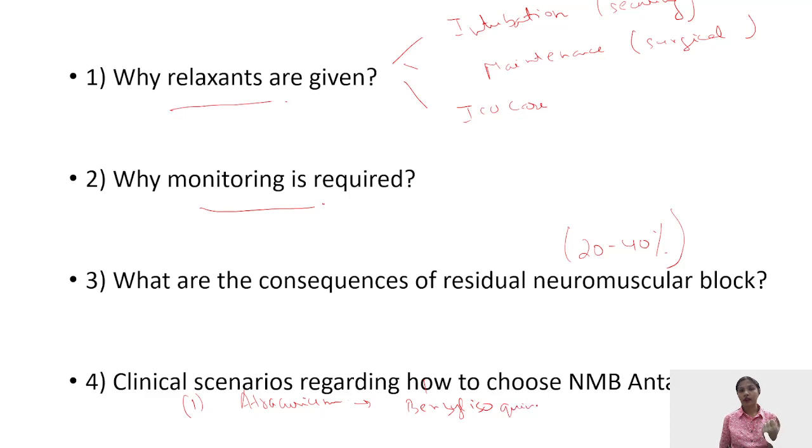And when this class of the drug is used, then which reversal agent is preferred? It is always neostigmine. We have two reversal agents. One is the neostigmine, other is the sugammadex.